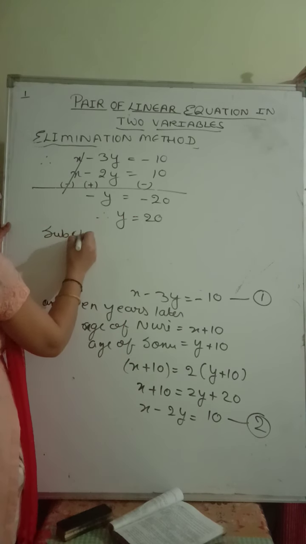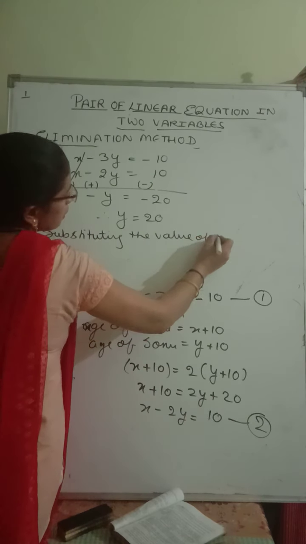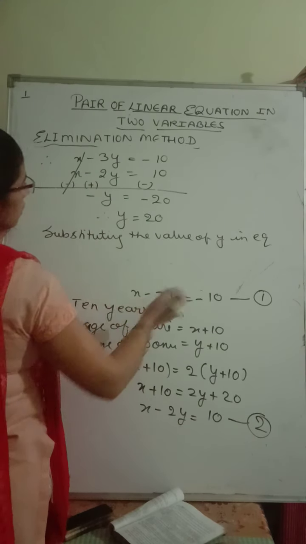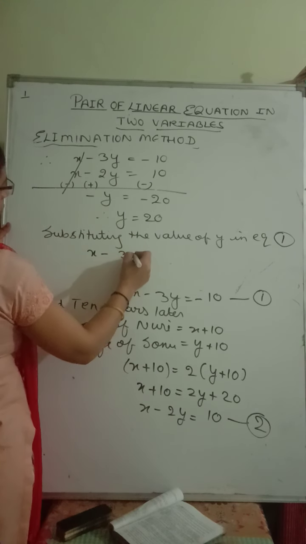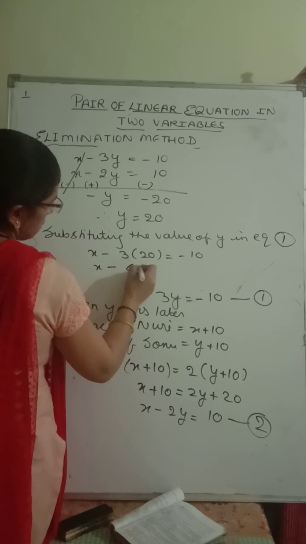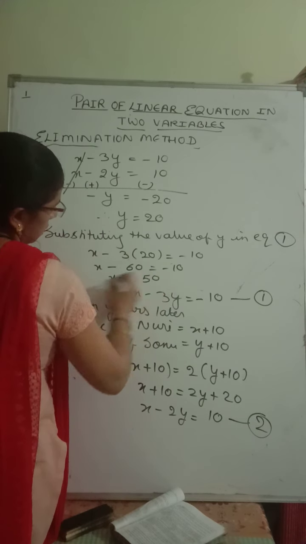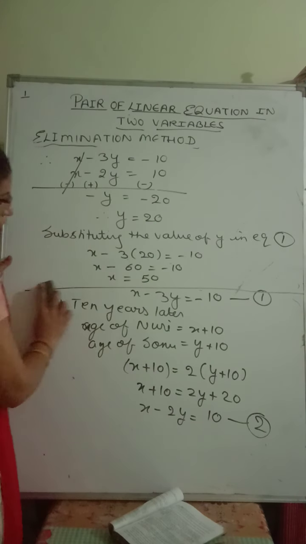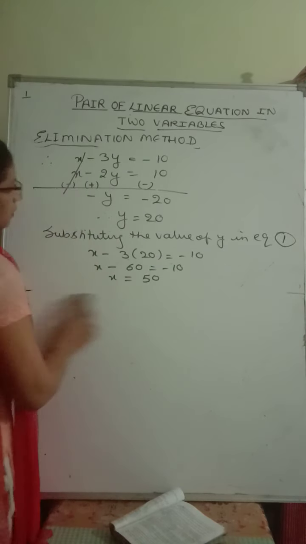Now substituting the value of y in equation, किसी एक में रख दो जो इजी लग रही है. चलो पहले ही रख दो, इसी में फर्स्ट ही में रख दो. इक्वेशन 1 whatever you want, इसमें भी रख सकते हो. So x minus 3 into y, what is y? 20 equals minus 10. x minus 60 equals minus 10, which shows x is equal to उधर जाएगा 50. तो what the answer is? Therefore the age of Noori will be 50 years and the age of Sonu is 20 years.